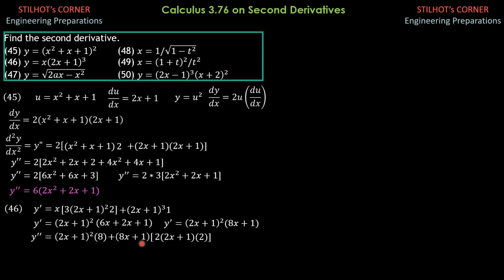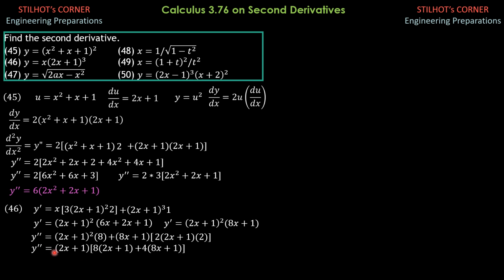So simplifying, y double prime equals 2x plus 1, which is common. This is the first term, this is the second term, so this is the common factor 2x plus 1. What is left in the first term is 8 times 2x plus 1, and in the second term, divided by the common factor, is 4 times quantity 8x plus 1.